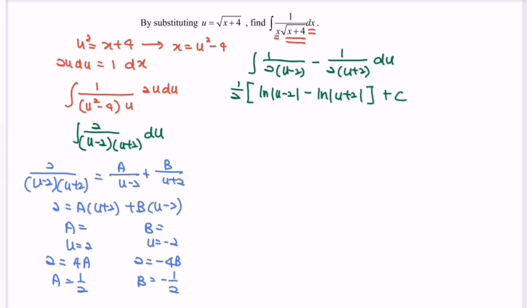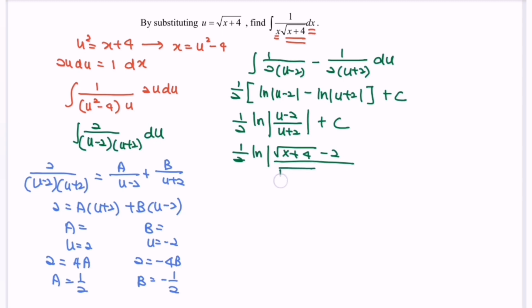Then combine the situation. So we have 1 over 2 ln bracket u minus 2 over u plus 2. Then remember to substitute the u. So 1 over 2 ln modulus, we have square root of x plus 4 minus 2 over square root of x plus 4 plus 2, plus the c.